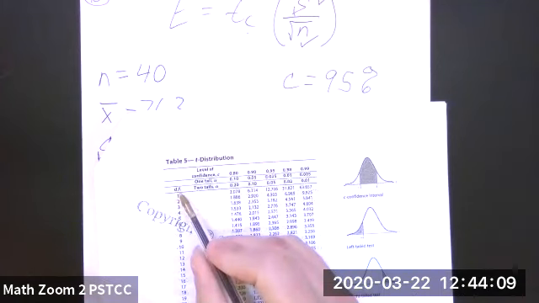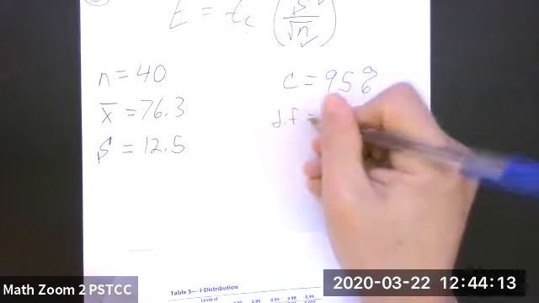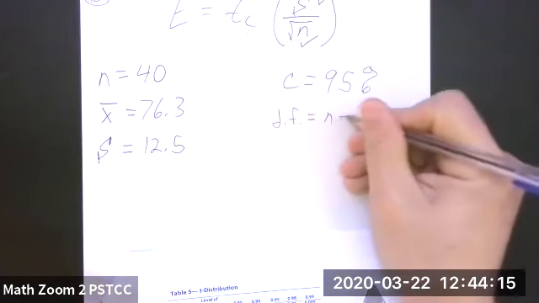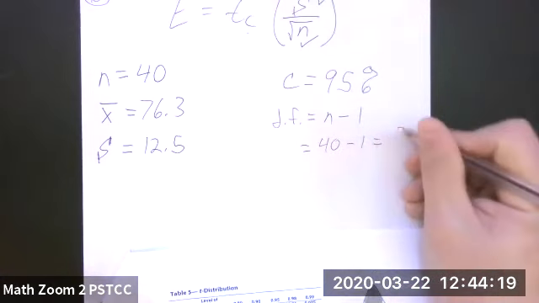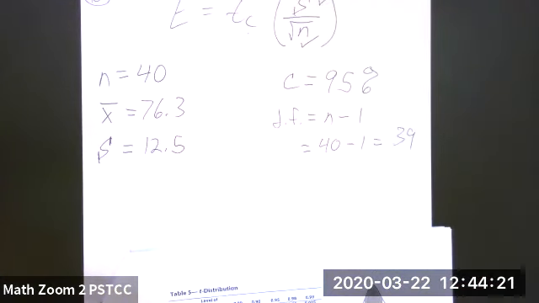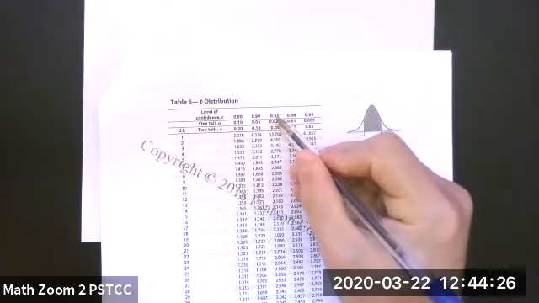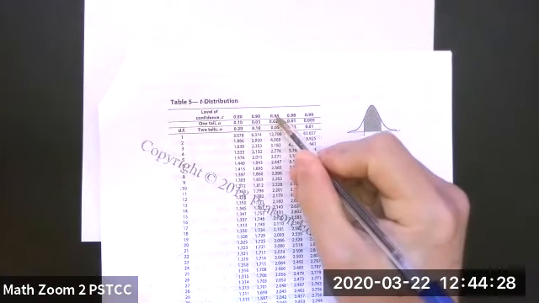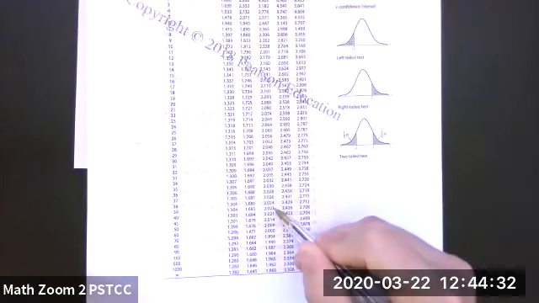We need to have degrees of freedom. Degrees of freedom, remember, is just n minus 1, which is 40 minus 1, which is 39. So on our table, we go to 0.95 in the center, and we go down to 39. The T critical value here is 2.023.